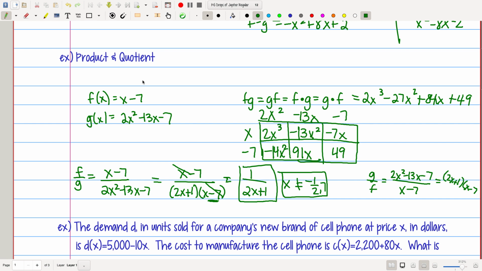All right, so here we go. On the bottom, I have another x minus 7. So it's the exact same that we had earlier, it's just flipped. So your final answer here would be 2x plus 1. This time, your restrictions, we only have the x minus 7 on bottom, so x cannot equal 7 would be your domain or your restrictions. Okay, moving on.